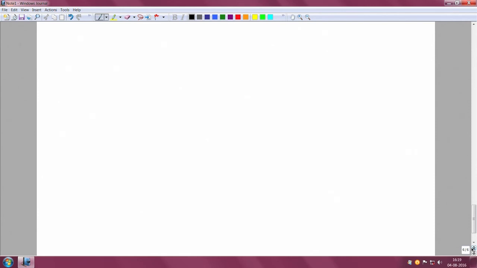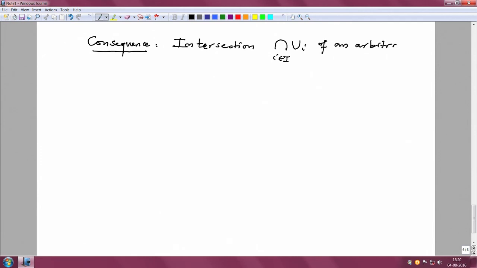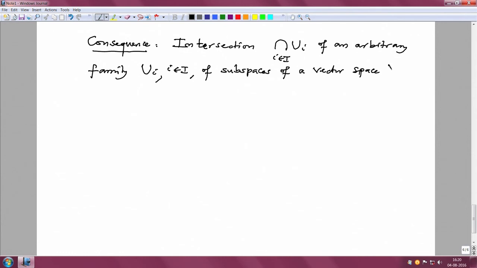All right. As in the subgroup case, we also have the following consequence. The intersection of U_i, an arbitrary family U_i, i in I, of subspaces of a vector space V, is also a subspace of V.